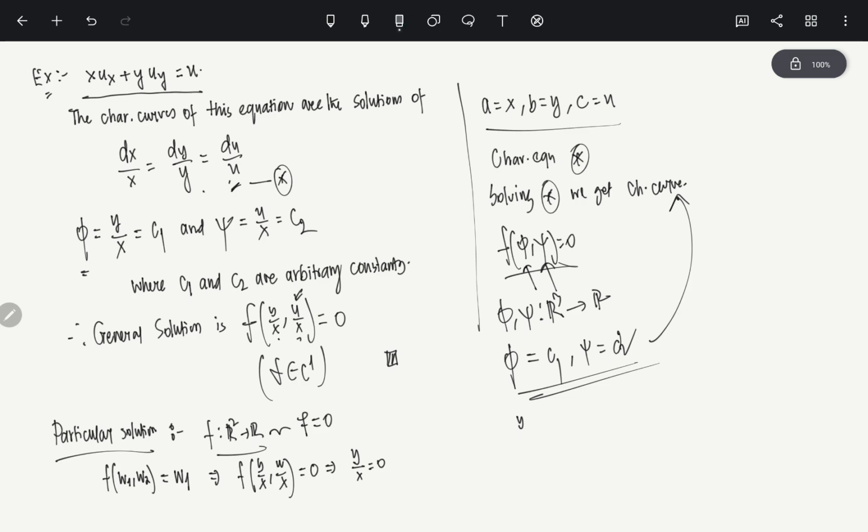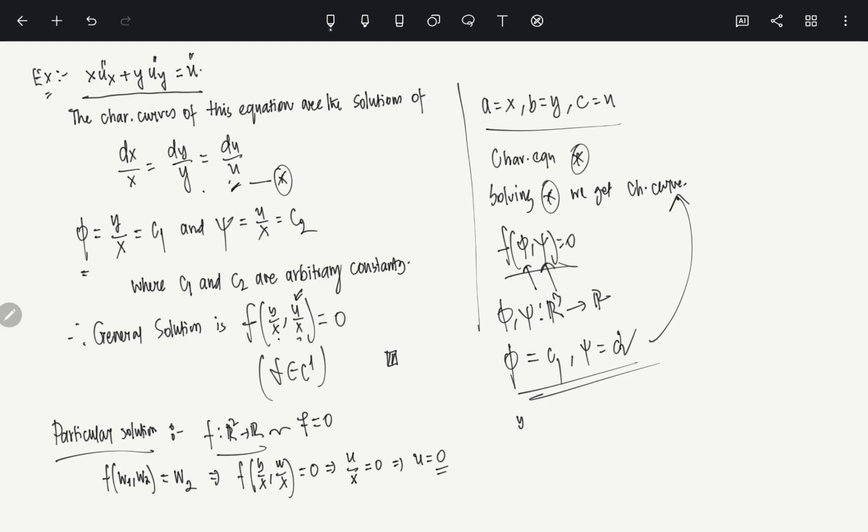So basically, if you take this to be W2, so essentially what do we get? This becomes u by x equals 0. Sorry, not w, u. So it becomes u by x equals 0. Okay, that will give you u equals 0. So that is one particular solution. See, if u equals 0, then ux is 0, uy is 0, the whole thing 0 equals 0 holds. So that's a solution.